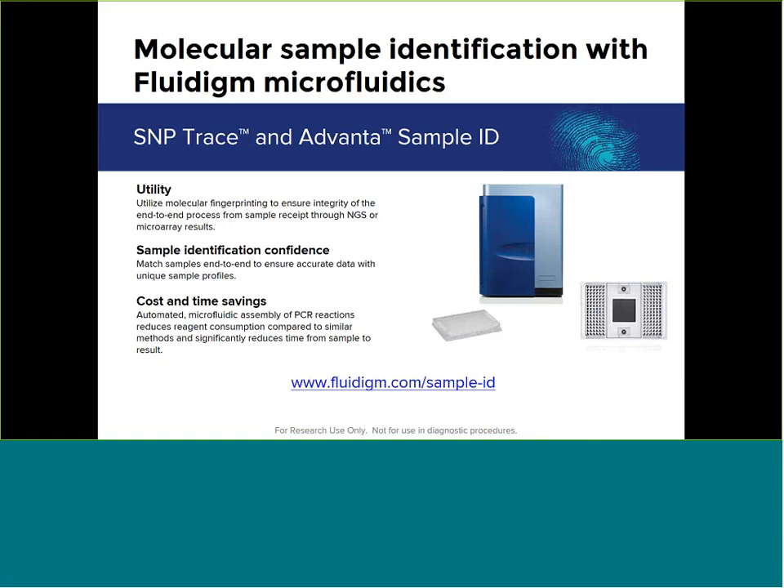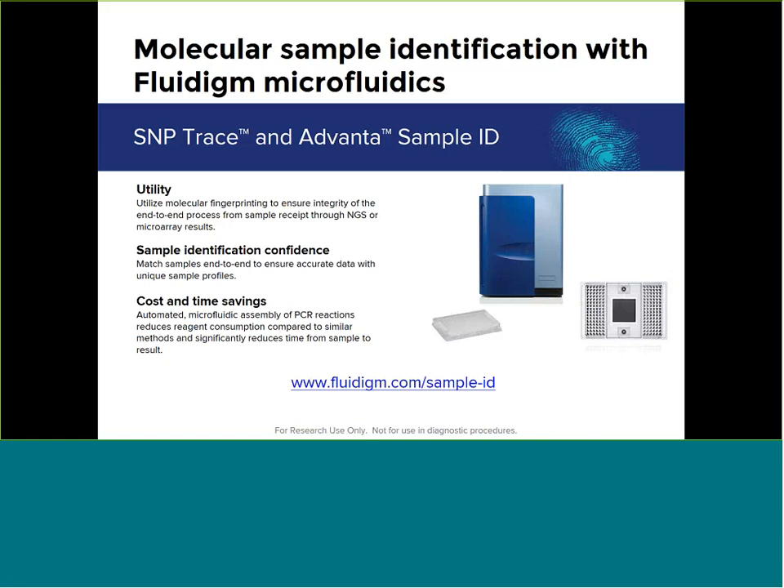Fluidigm has very powerful genomics tools, including our SNP Trace and Advanta Sample ID panels, and these panels and their associated kits are designed for use with our microfluidic systems, which maintain advantages in utility, confidence, and even savings over traditional techniques. These sample ID panels, which can also be customized to suit your needs, enable this molecular fingerprinting of each sample. When applied, it helps to ensure the integrity of the end-to-end sample-to-result process. Not just sample-to-result for an endpoint genotyping reaction, but from incoming sample QC the whole way through a whole exome or a whole genome process to reporting of results.